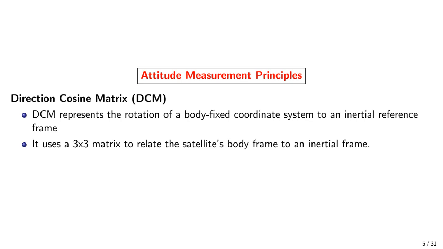There are different types of attitude measurement principles. You can use the direction cosine matrix, that is your BN matrix, all right? Can I still write? That is your BN matrix.